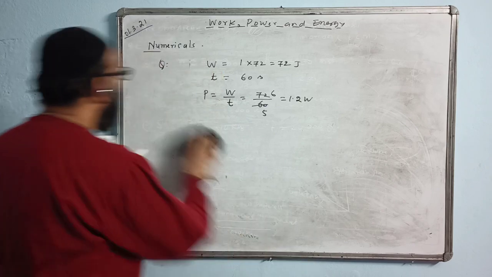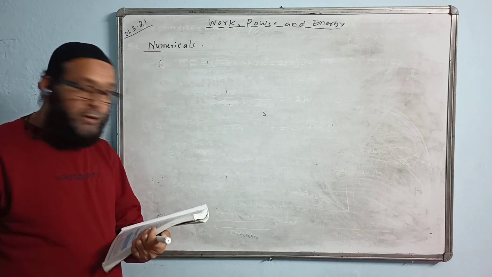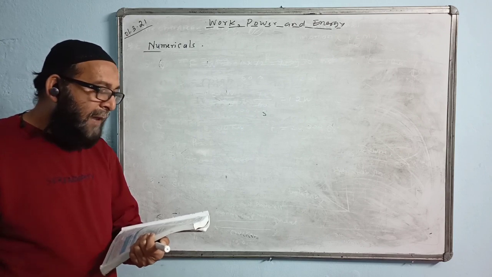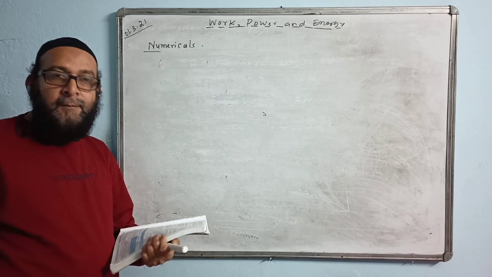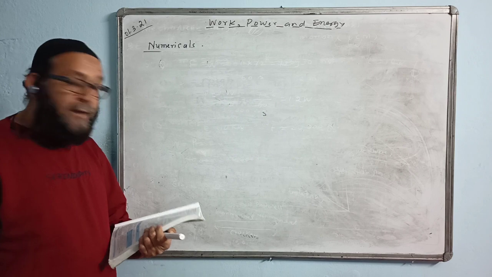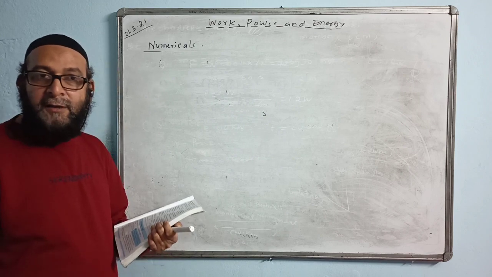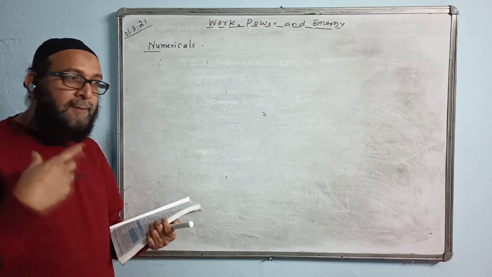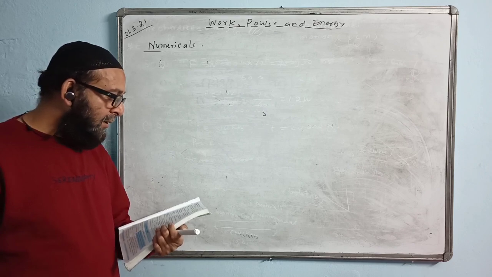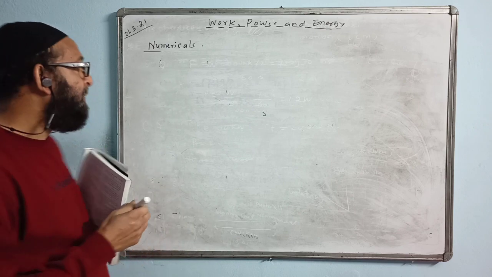Another question. It says it takes 20 seconds for a person A of mass 50 kg to climb up the stairs, while another person B of same mass does the same in 15 seconds. Compare number one, the work done, and number two, the power developed by the persons A and B.